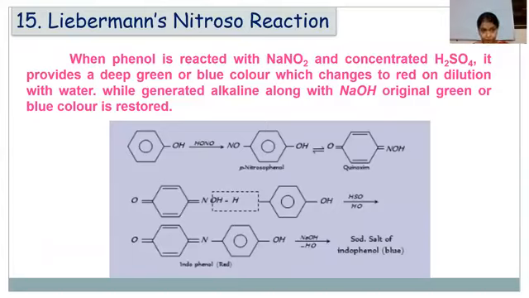Next is the Liebermann nitroso reaction. Liebermann nitroso reaction is the reaction of phenol with sodium nitrite and concentrated sulfuric acid. During the reaction, there is the formation of nitrous acid, which is responsible for the nitrosation reaction of phenol. First, it produces a deep green or blue color in acid medium, and again it combines with another molecule of phenol and forms a red colored dye that is known as indophenol. This reaction is also known as the phenol-indophenol reaction. This red colored indophenol product changes to blue in alkaline conditions.